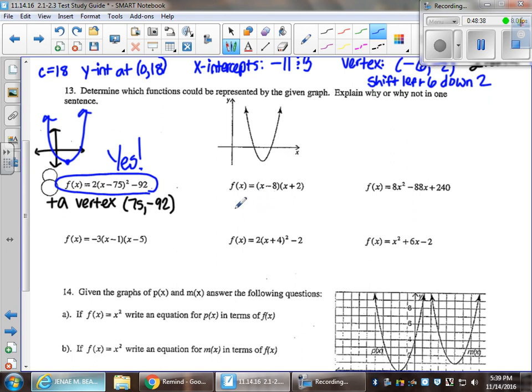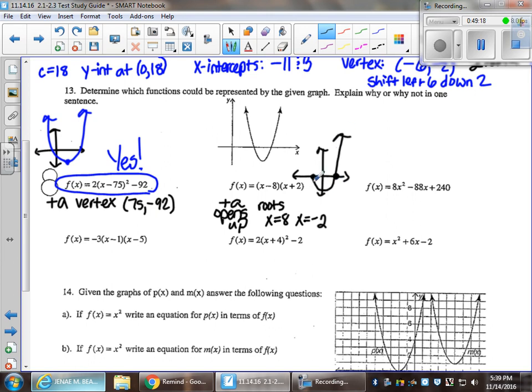How about this one? I know I have a positive A value, so it opens up. My roots are x equals 8 and x equals negative 2. So if I draw the sketch for that one, oops. X equals 8. Ooh, right away I know this is no good.